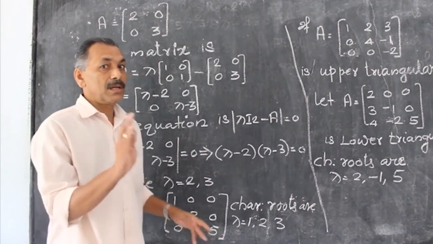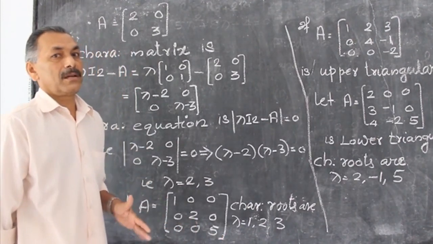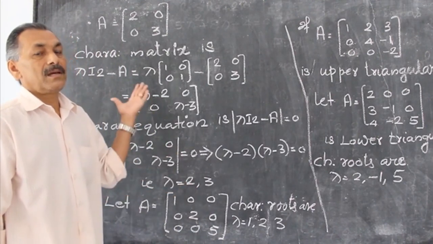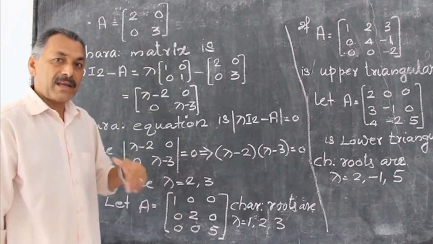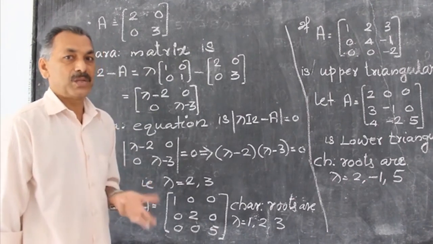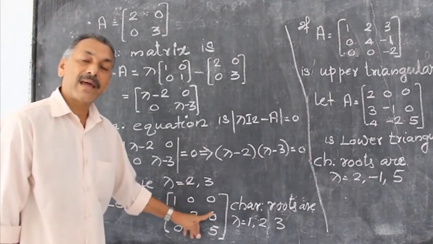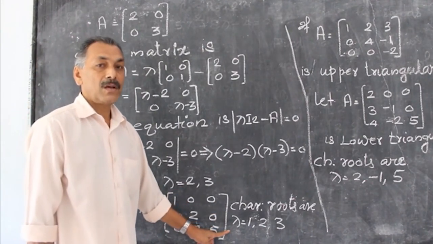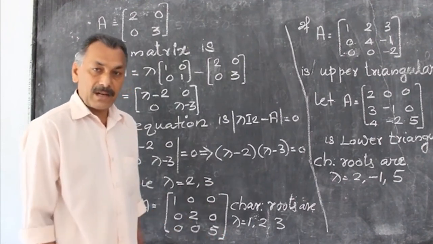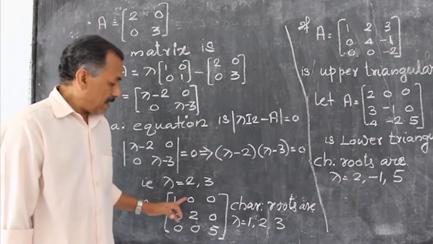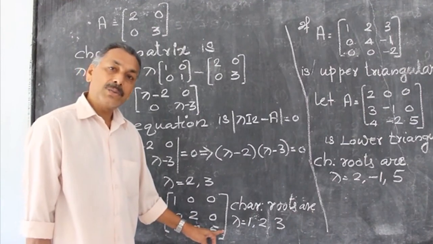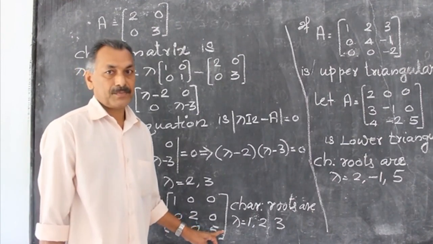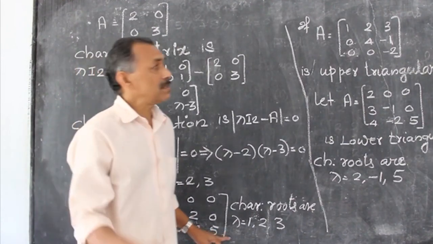In this type of problem, for a diagonal matrix the eigenvalues, the characteristic roots, are the diagonal elements. So if a matrix is a diagonal matrix, then its diagonal elements are equal to the characteristic roots.